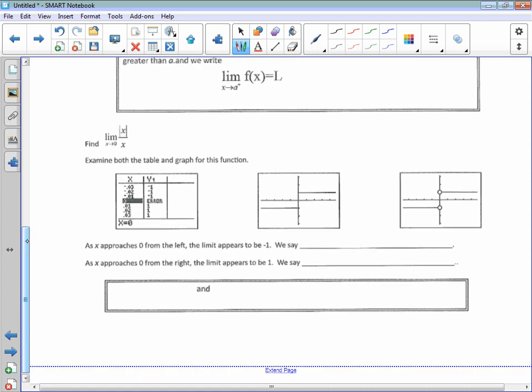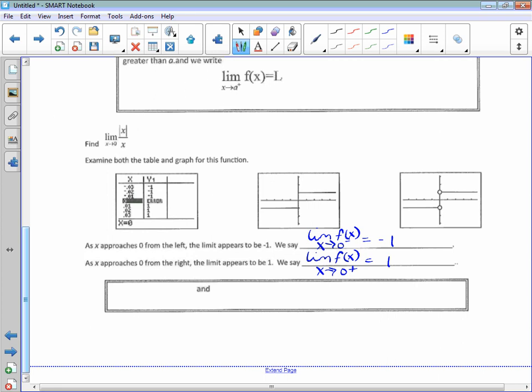Okay, so now we're talking about the limit as x approaches 0 of the absolute value of x over x. That's what these graphs are giving you here. So really you're going to get a 1 or a negative 1. So the first part, as x approaches 0 from the left, the way you write that, limit of f of x as x approaches 0 from the left, you would say negative 1. Then the limit of f of x as x approaches 0 from the right, you would tell me positive 1.